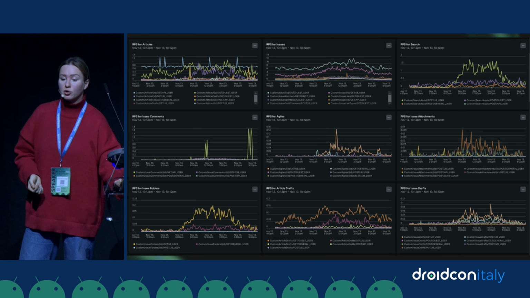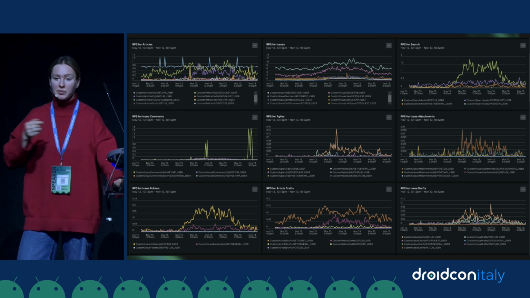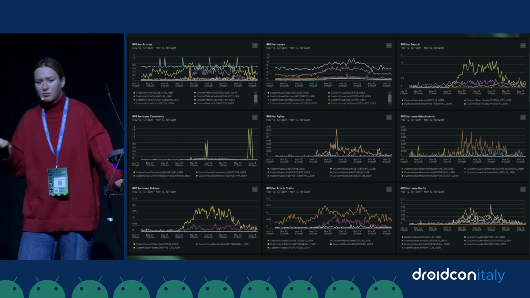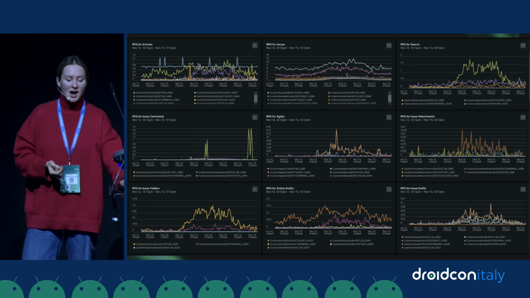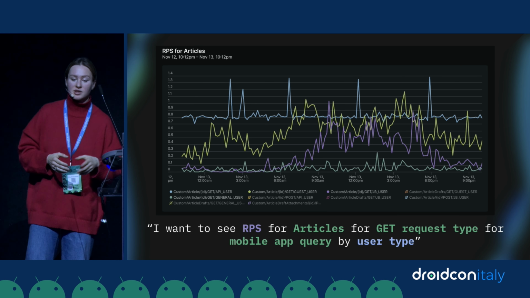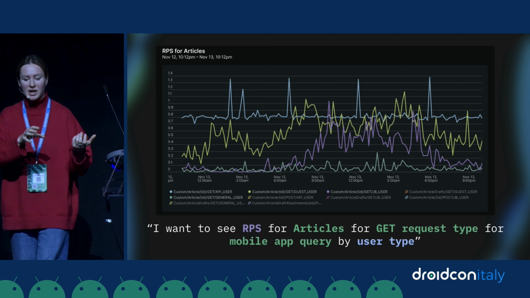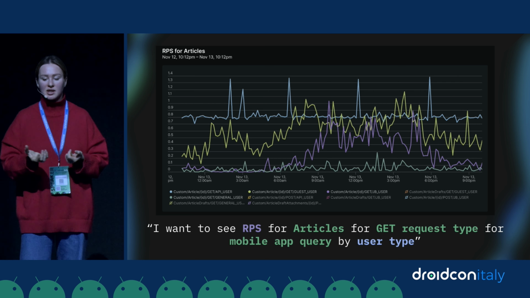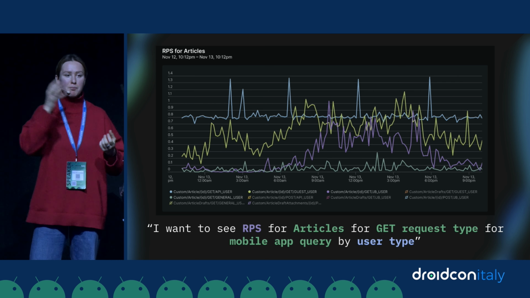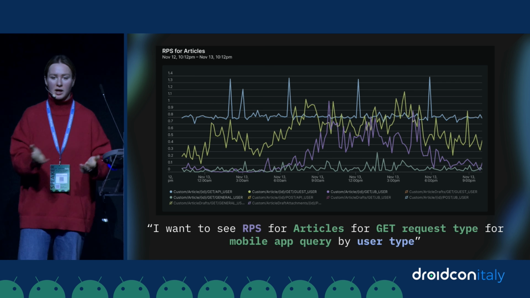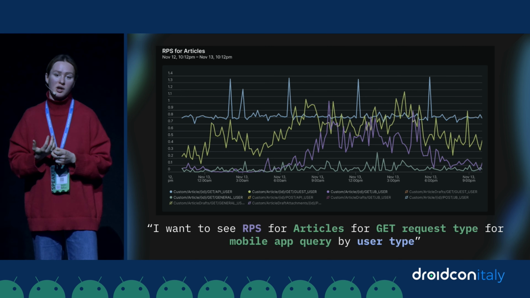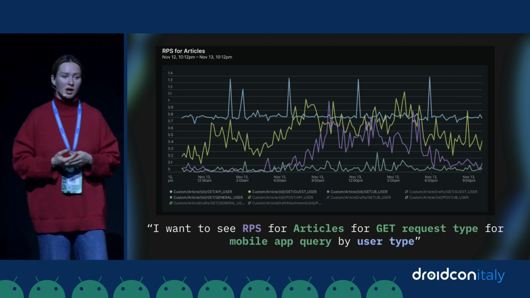And here's an example of how it could look by subsystem. Here's an example of RPC requests per second, but it could be basically anything, that doesn't matter. If we take a closer look, here are our dimensions. I want to see a certain metric for a certain subsystem, for a certain request type, for a certain query, by a certain parameter. And it gives us a very clear understanding of what we're having for specific users and specific applications.